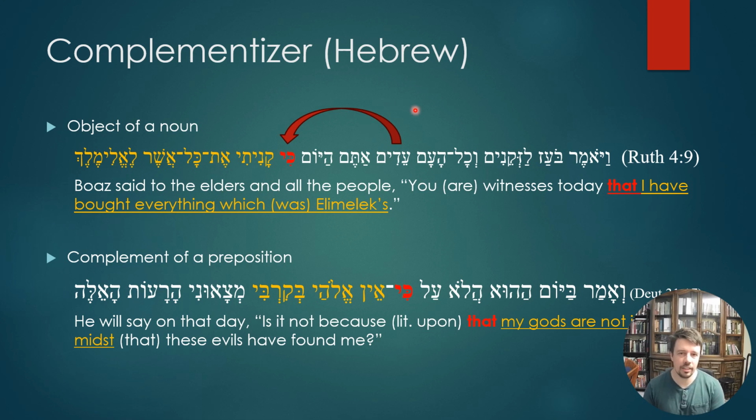We also see that ki introduces objects of nouns. So Boaz said to the elders and all the people, and then we have the quotation, which is beginning about here. Witnesses are you today. Witnesses of what? That I have bought all that is Elimelech's. So the noun witnesses, edim, takes the complement clause that I have bought everything which was Elimelech's as its object.